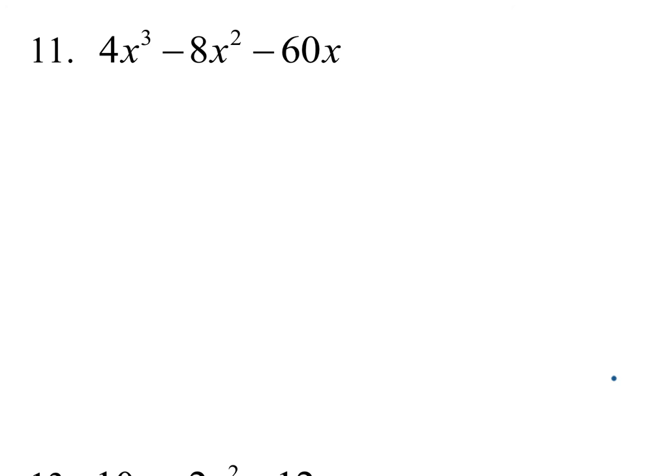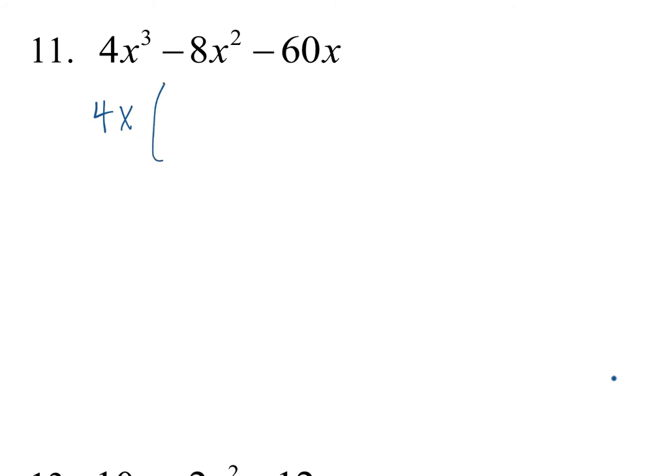On number 11, is it in descending order? Yes, you have that x cubed in front, and then it goes to x squared, and then x to the first power, so it's in descending order. Is there a GCF? 4, 8, and 60. Well, you can take out a 4, and then every term also has an x, so take out your lowest power of x.